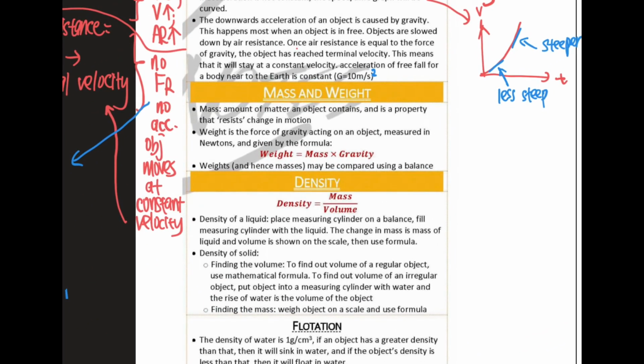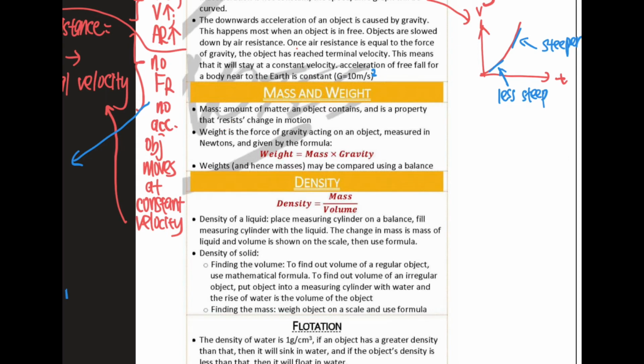Okay, we start from mass. Amount of matter an object contains and is a property that resists change in motion. As you can see here, they are trying to explain the meaning of mass. So there are 2 points they are talking about.